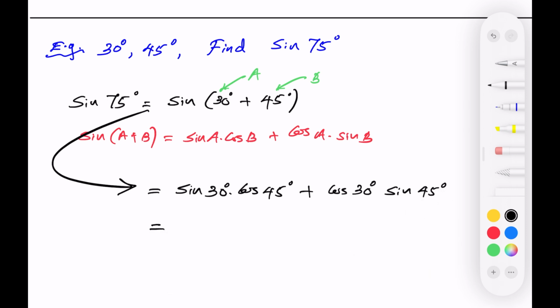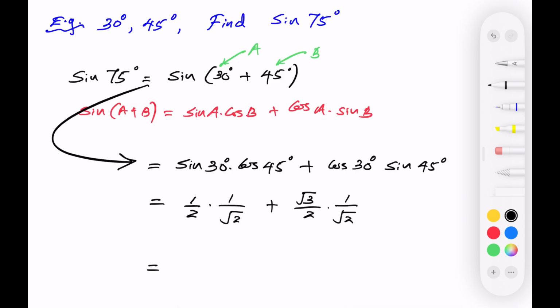We know sine 30 is equal to 1/2. Cosine 45 degrees is equal to 1 over square root 2, plus cosine 30 degrees is equal to square root 3 over 2, times sine 45 degrees is equal to 1 over square root 2. The denominator is a common denominator, so I don't need to write two different denominators. The denominator is 2 square root 2.